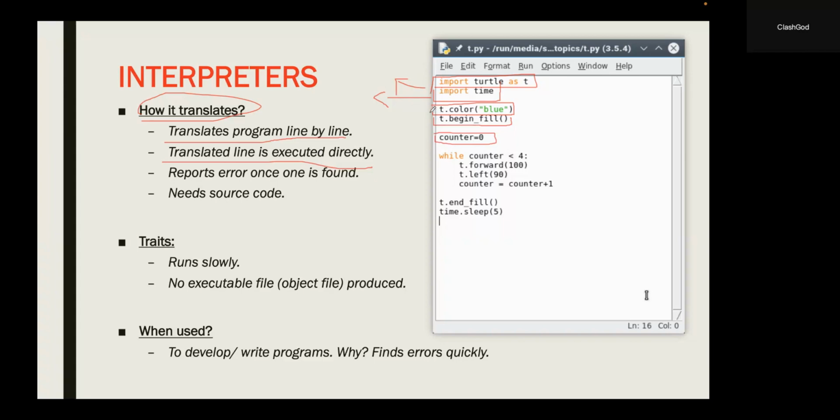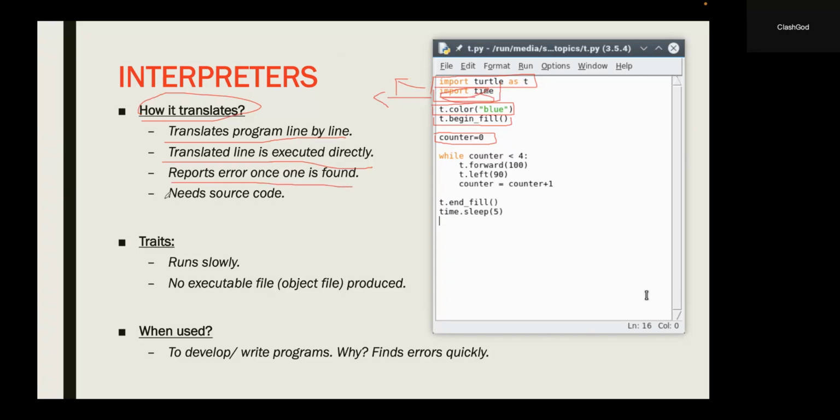So whenever it finds an error, for example, if there is some sort of error in this second line here, it will report the error once it is found. So I executed the first line, I move on to the next one, I find an error, I just report the error, and I stop moving on to the next line. So it reports an error once it is found.